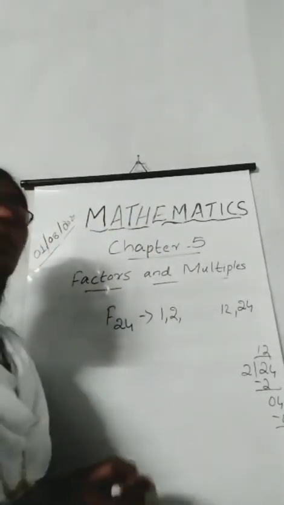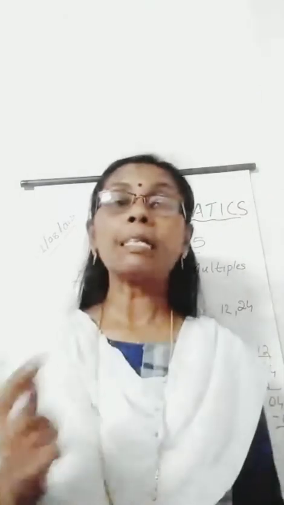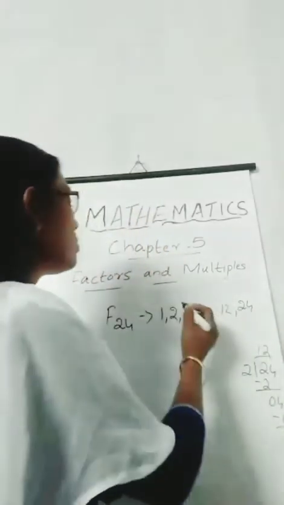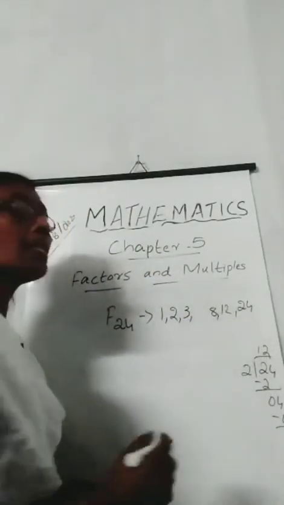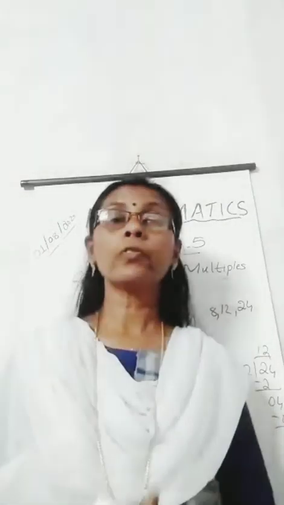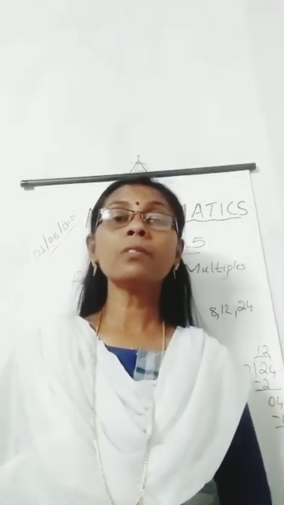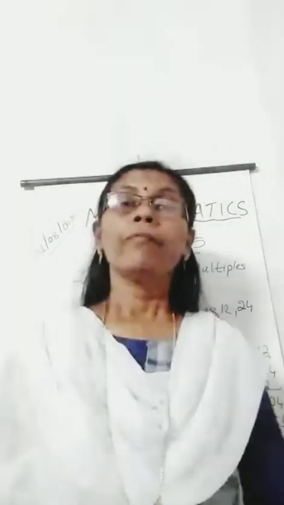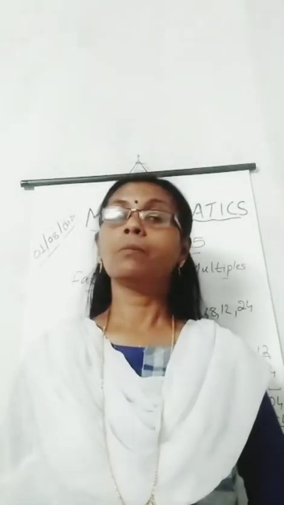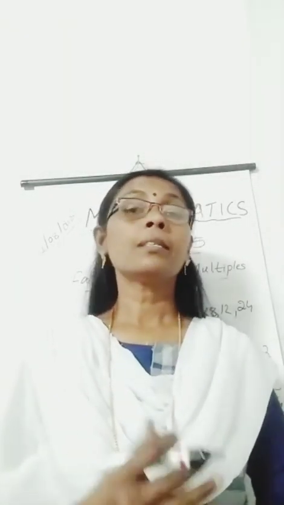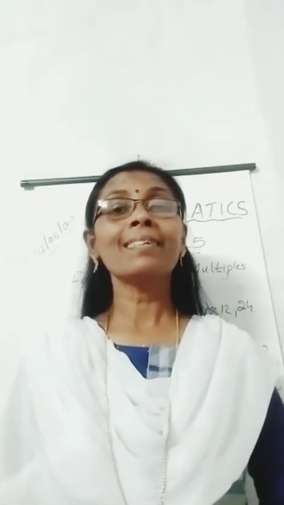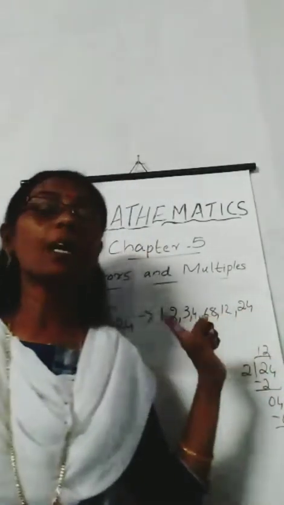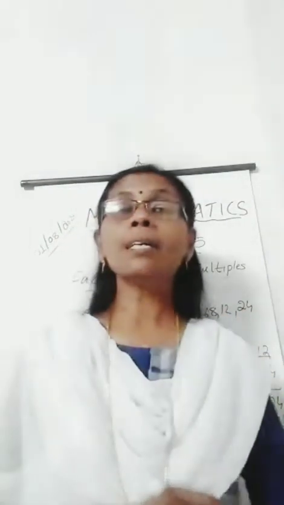Now we will move on to 3. 3 into what gives 24? Right, 3 into 8 gives 24. Now move to 4. 4 into what gives 24? Yes, 4 into 6 gives 24. Will you get 24 in the table of 5? No. Will you get 24 in the table of 6? Yes, 6 and 4 are the factors which we have already written.